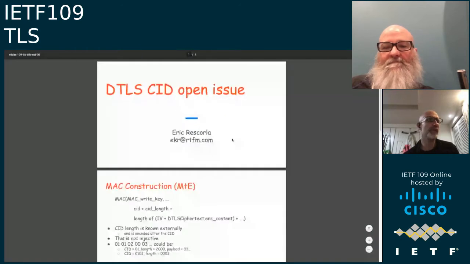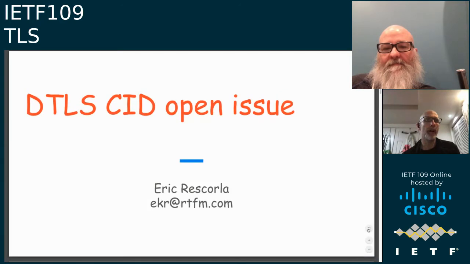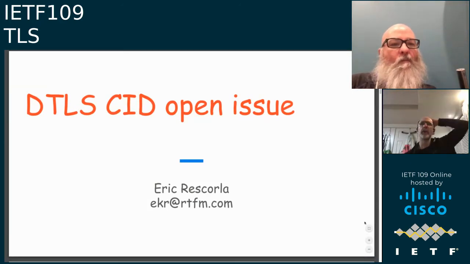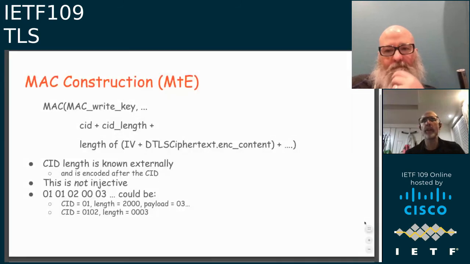I think Ben identified one actual defect that we need to fix. So, the DTLS connection ID. In Ben's AD review, he identified an issue with the way that we form the MACs for DTLS connection IDs. Next slide.